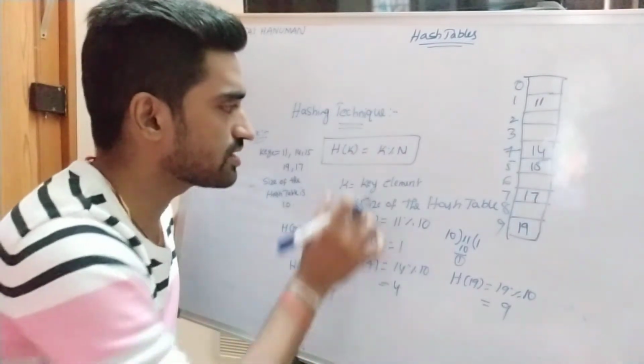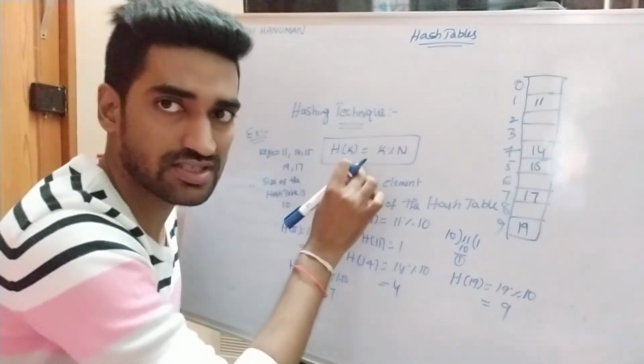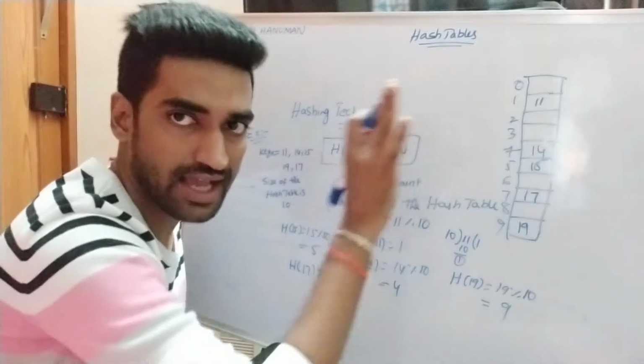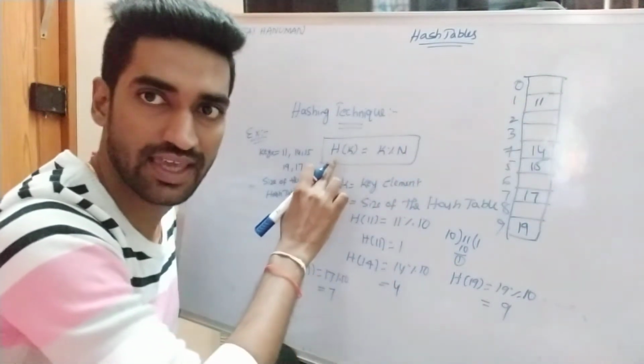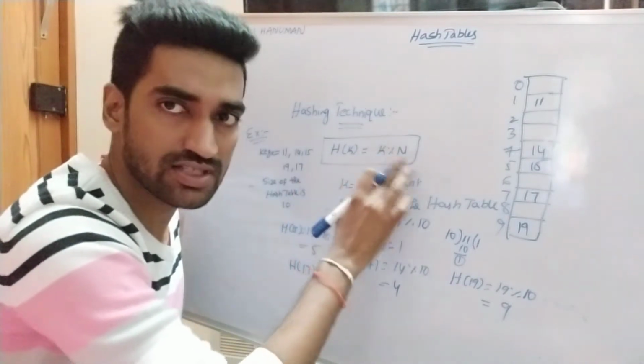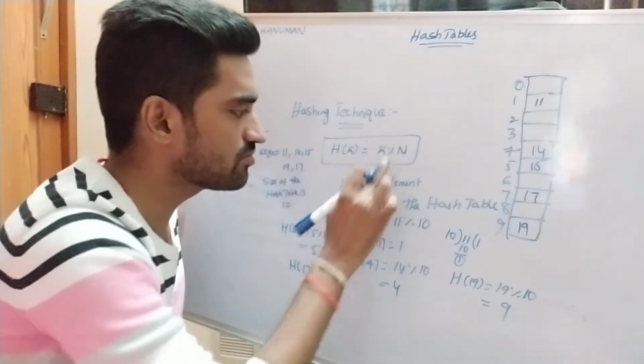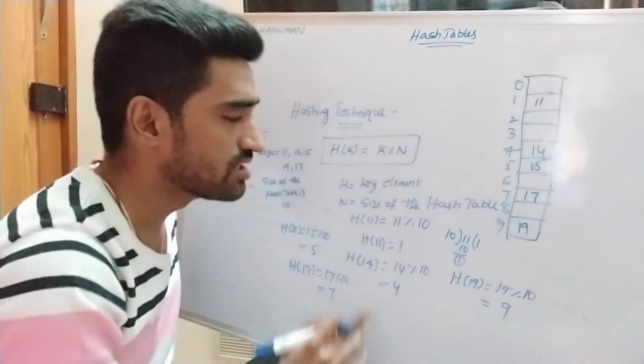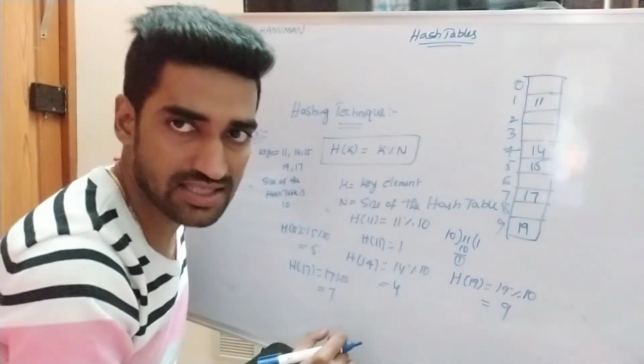So simply we are using one formula to search, retrieve, or place a key element into the hash table. What is the formula? H of k is equal to k modulo division of n. Here k is nothing but the key element, n is nothing but the size of the hash table, right? So this is the introduction to hashing techniques, right?